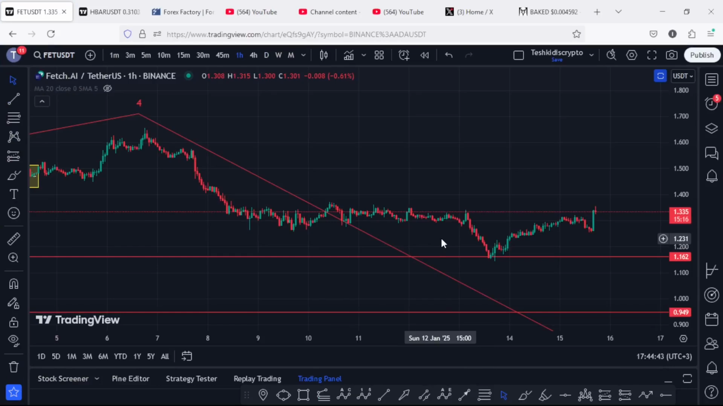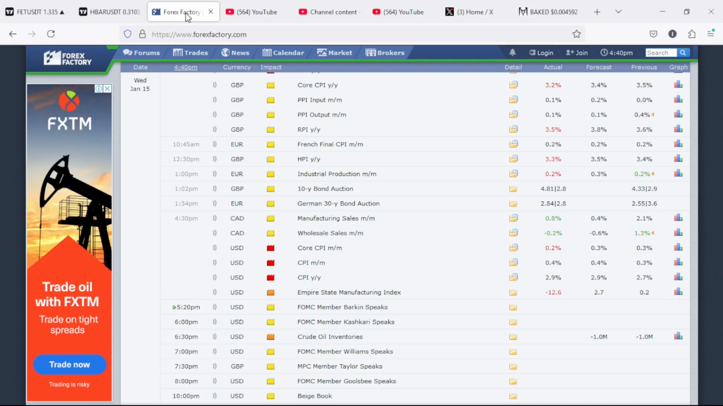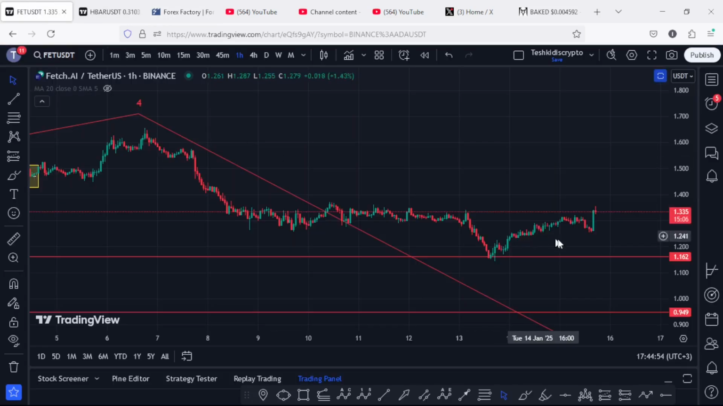Fetch AI has given us an aggressive bounce to the upside after the CPI data release, where the data was positive to the market, and you can see that we have seen a massive green candlestick to the upside, and that is an indication of strength in the market.